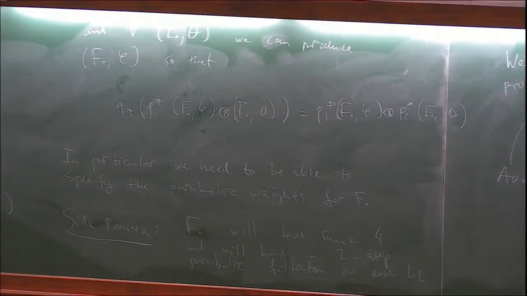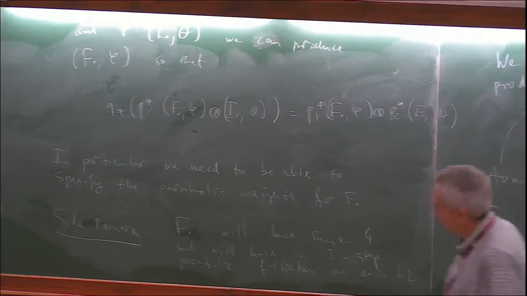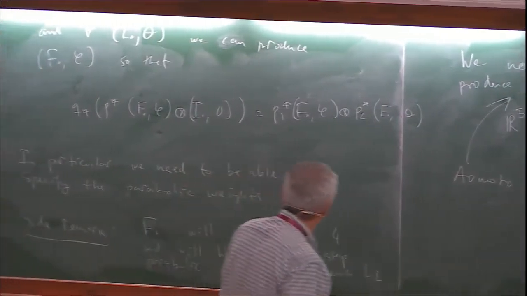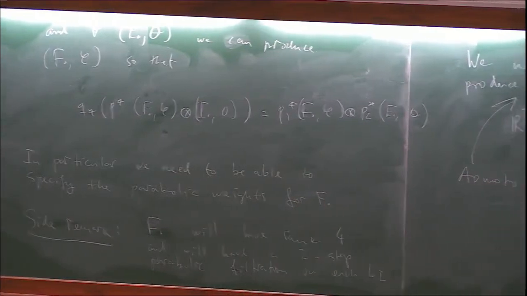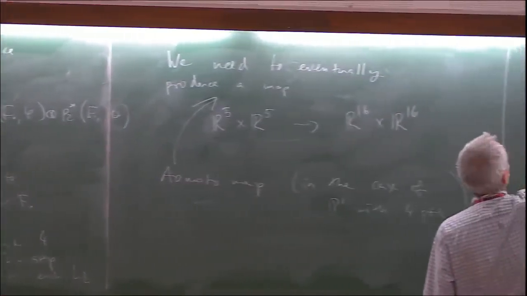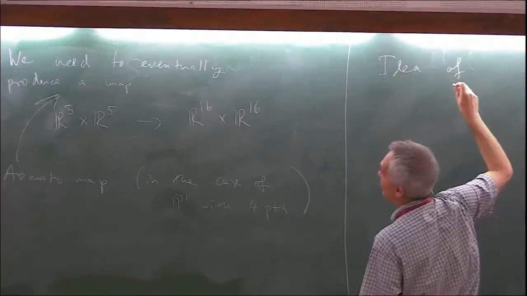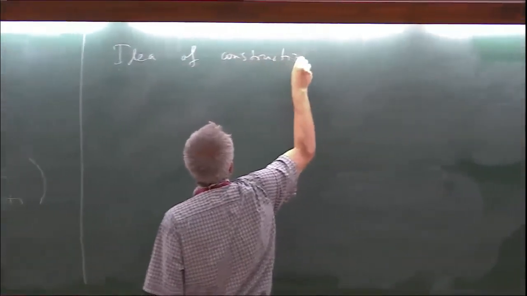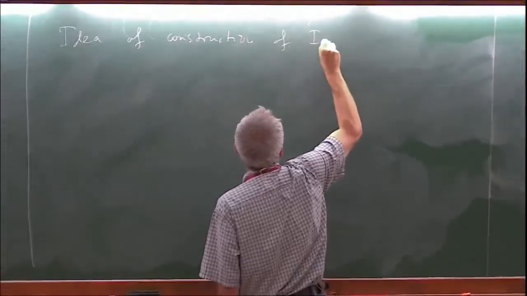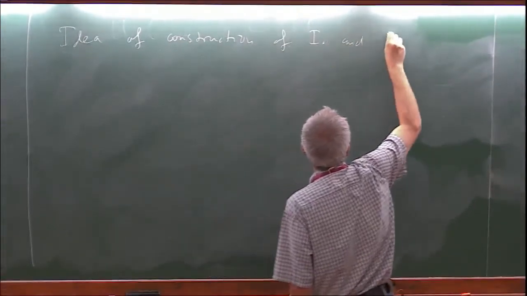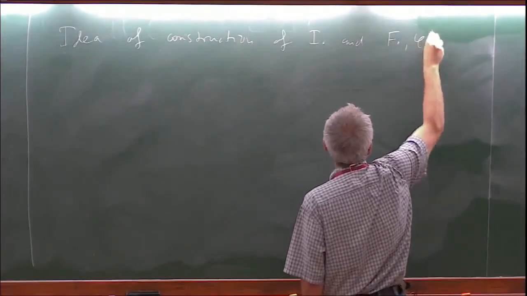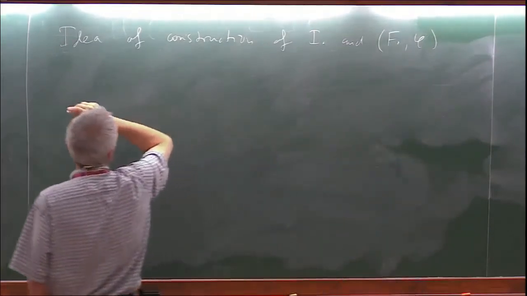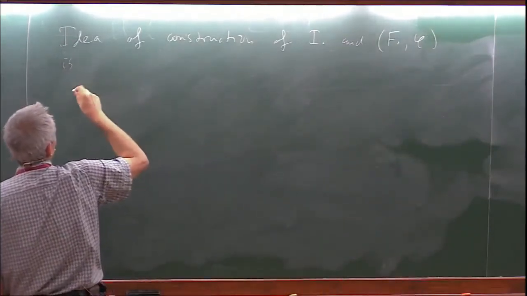Okay, let me now go to the construction. So the idea of this construction of E dot theta and F dot phi is to abelianize everything.